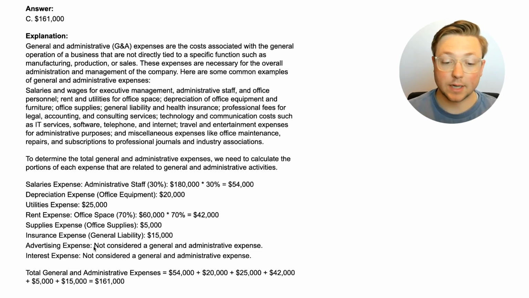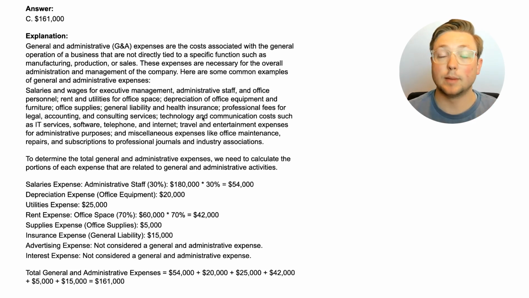Now, when it comes to advertising expense, this is not considered a general and administrative expense. This is actually considered a selling expense. And then there's interest expense. This is also not considered a general and administrative expense. A lot of times this might be considered non-operating or different things like that. We're going to talk about those things in just a little bit here. But total, all of the general and administrative expenses add up to be $161,000 in this case.